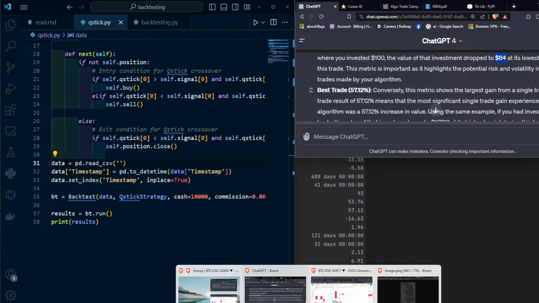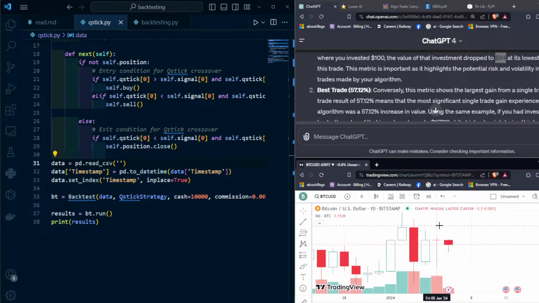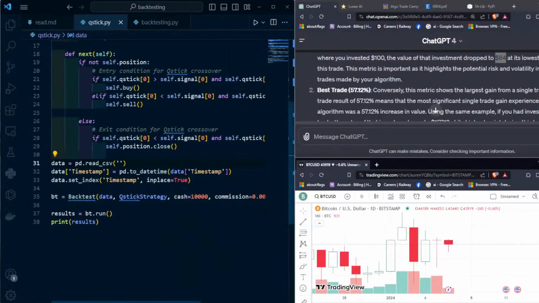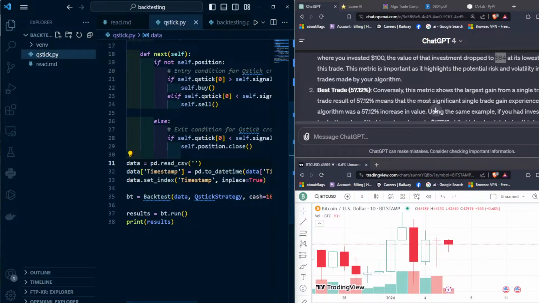Right? So let me bring this. Okay. So you will get this. You will have this saved, right? And then you will go ahead and try backtesting another strategy and then compare them. So let's backtest our next strategy. Let me find one.